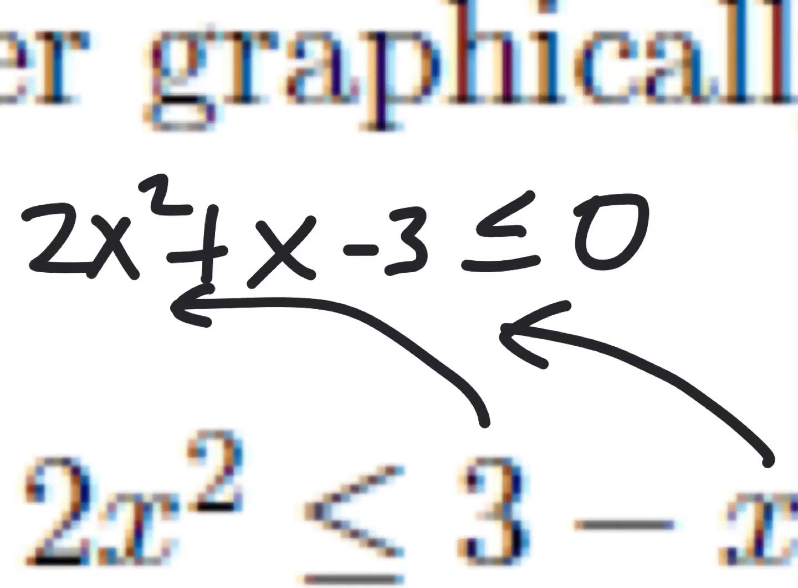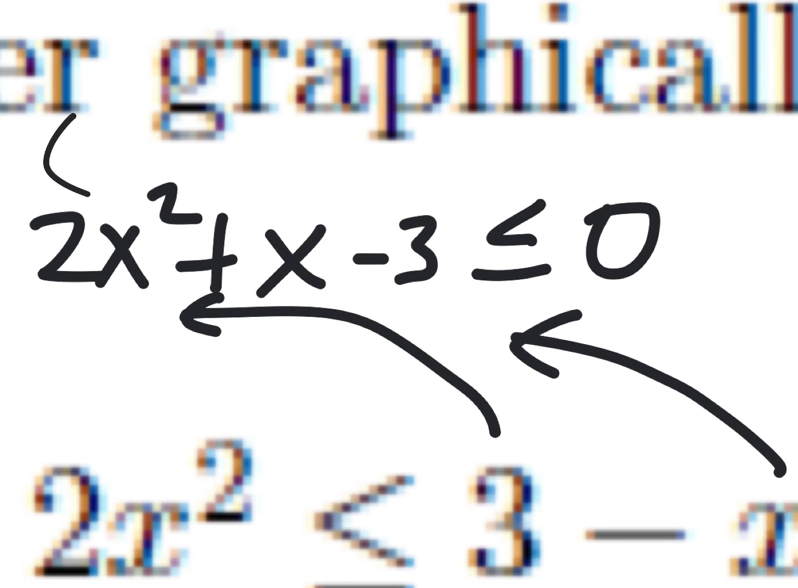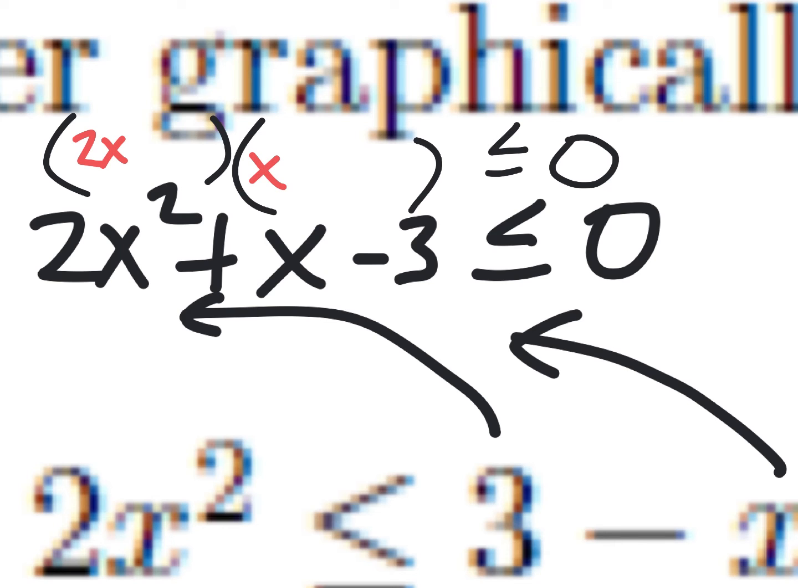I think that would have been easier because this one factors right away and you don't have to worry about factoring out a negative. 2x and x. Owen, do you know how to factor it?